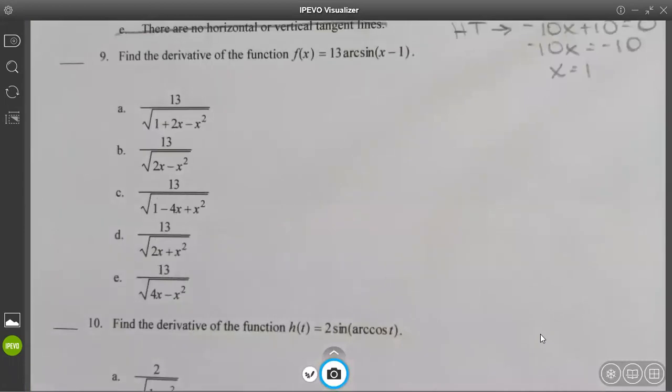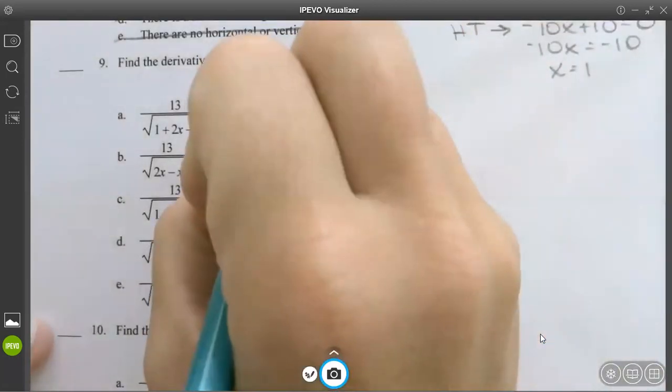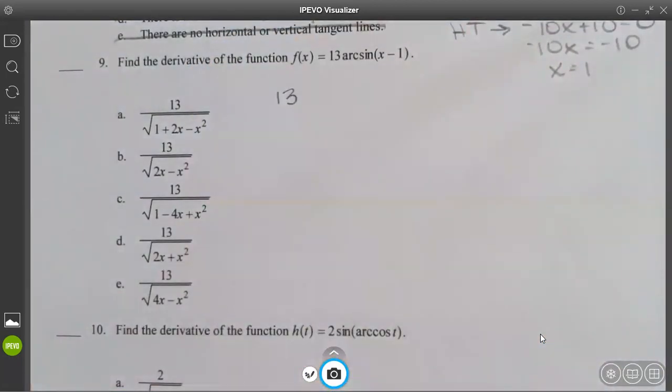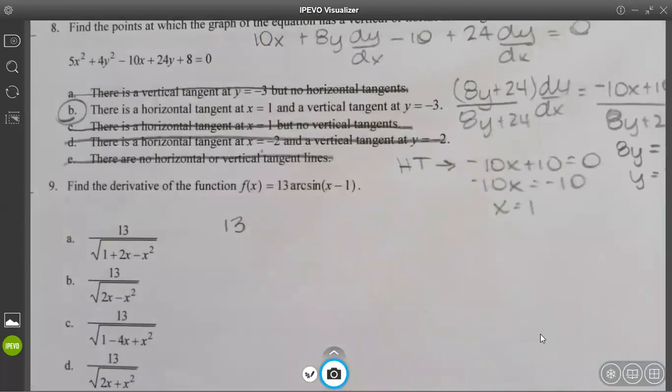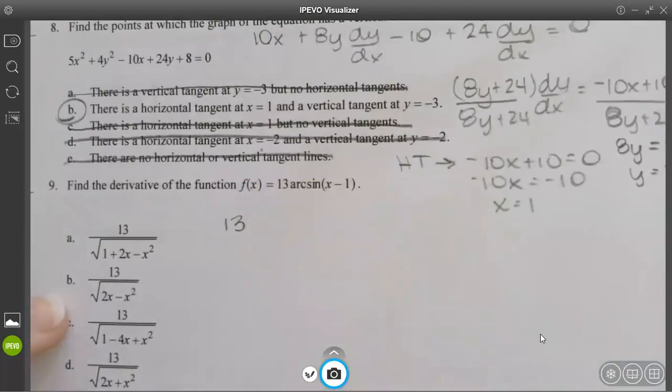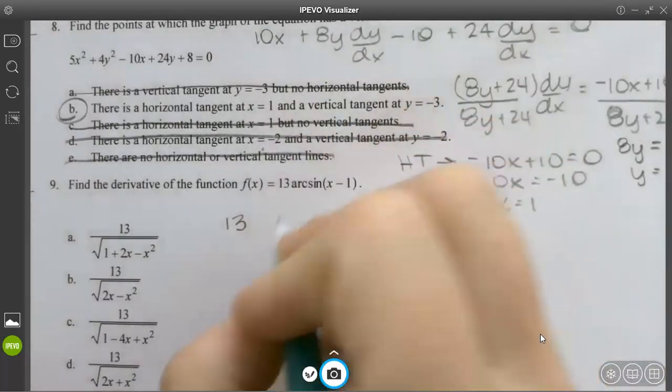So it says find the derivative of the function f of x equals 13 arc sine x minus 1. So that's 13. I didn't skip any more, did I? Right, we're on number 9. Okay. No, we did all of it because I remember talking about it. So then 13 arc sine x minus 1, we're going to do 13. What is your derivative of arc sine?